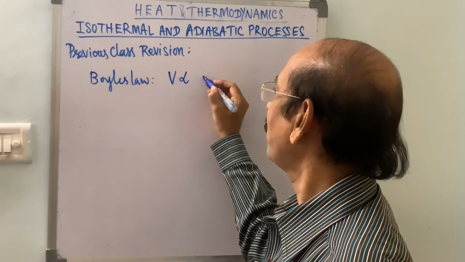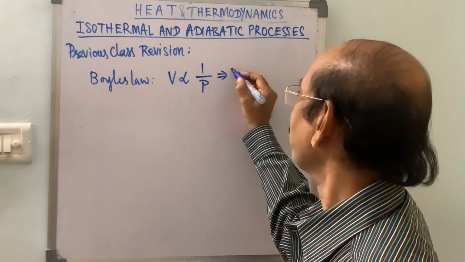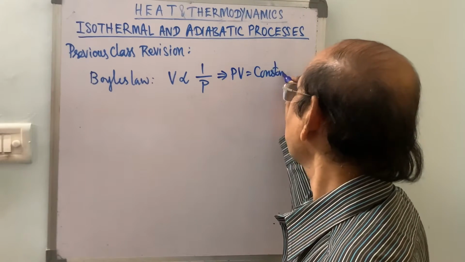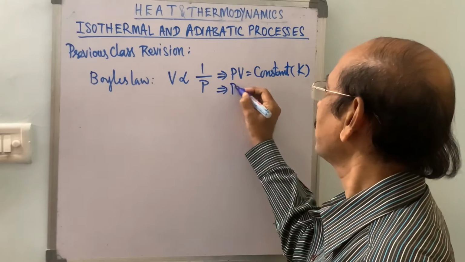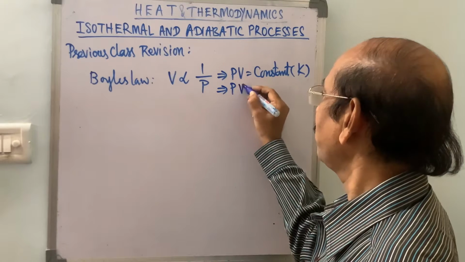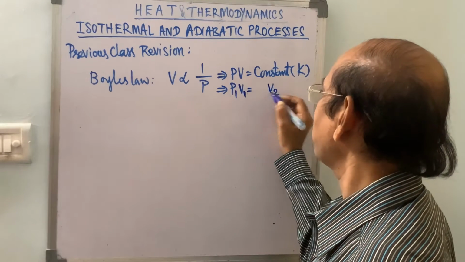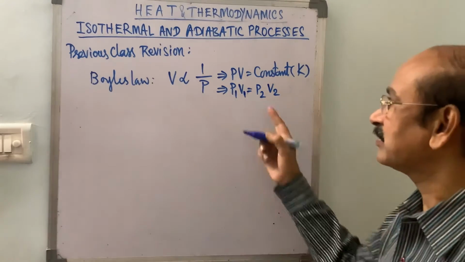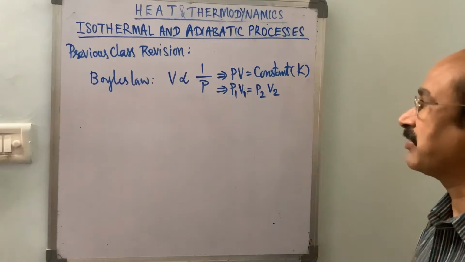So from Boyle's law, volume of the given mass of gas is inversely proportional to its pressure, or PV equals a proportionality constant K. From this, if a gas possesses volume V1 at pressure P1 and volume V2 at pressure P2, then P1 V1 equals P2 V2. So isothermal process obeys this equation.